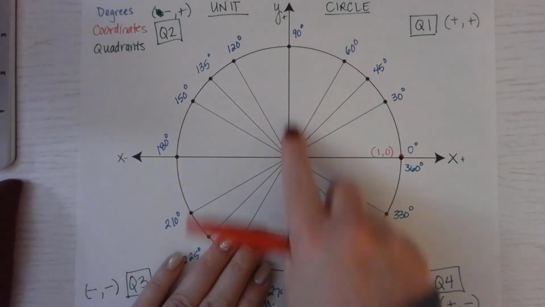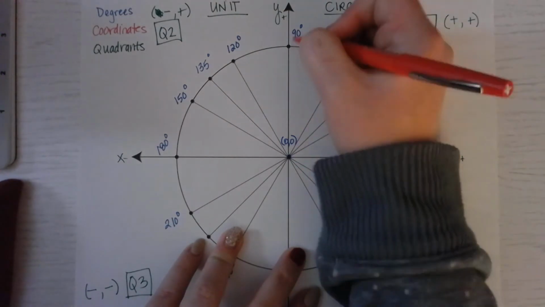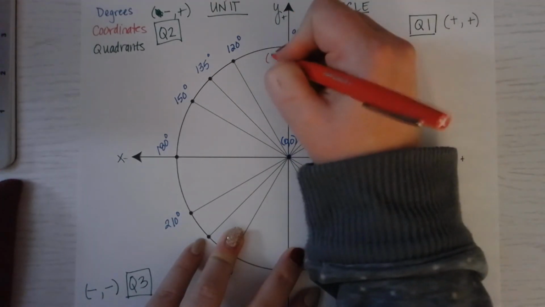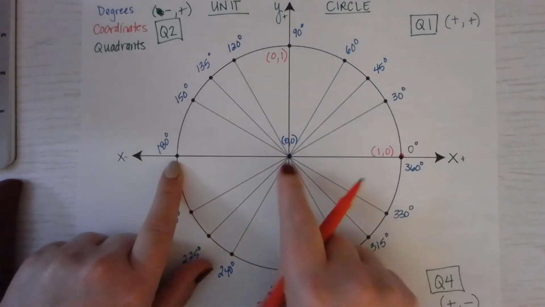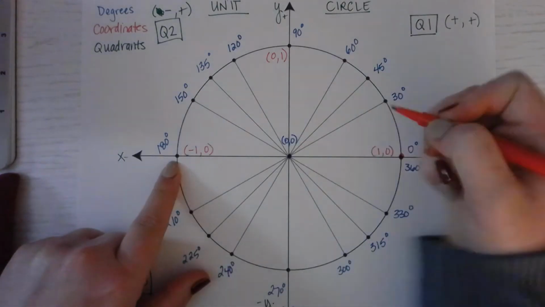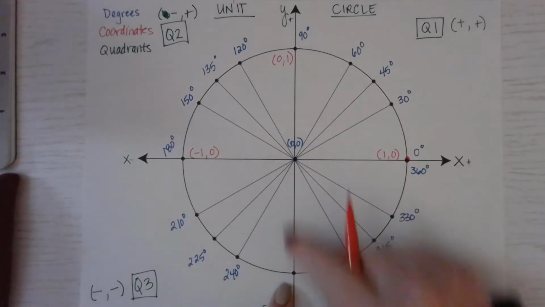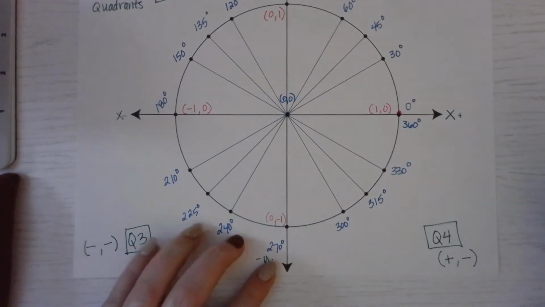If I come up here to the top where 90 degrees is, a radius of 1 means that I would be at 0 on the x and 1 on the y. Going to the left, a radius of 1, I am negative 1 on the x, 0 on the y. And down towards the bottom, radius of 1. This gives me 0 on the x, negative 1 on the y.